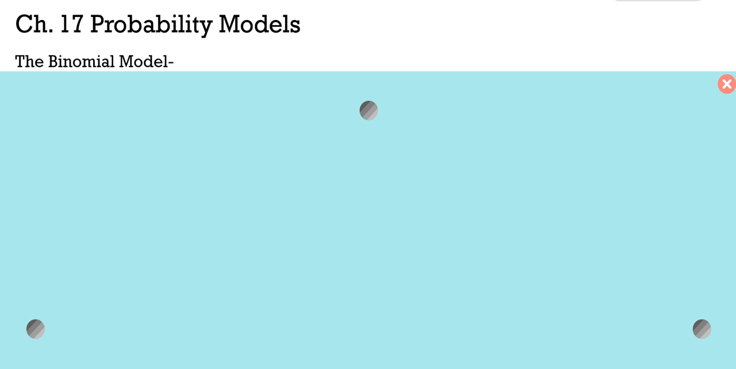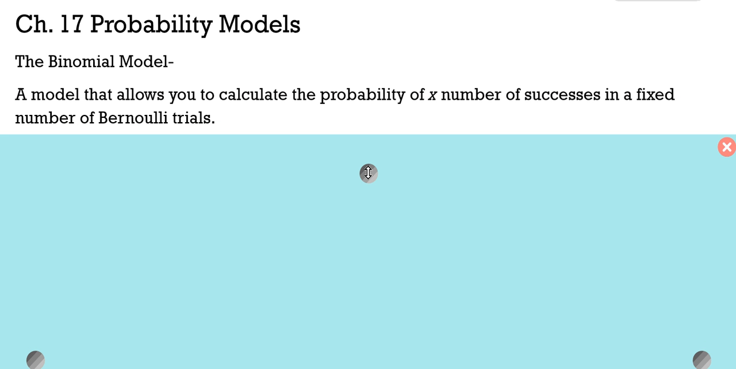The second model we're talking about in Chapter 17 is called the binomial model. What the binomial model allows us to find is the probability of some number of successes in a fixed number of Bernoulli trials. We flip a coin 10 times. What's the likelihood that we're going to get 4 tails?